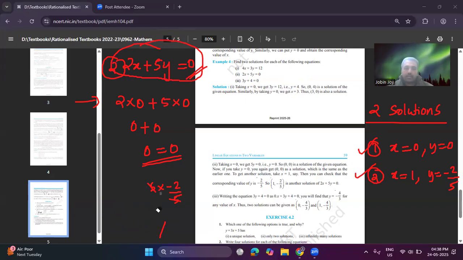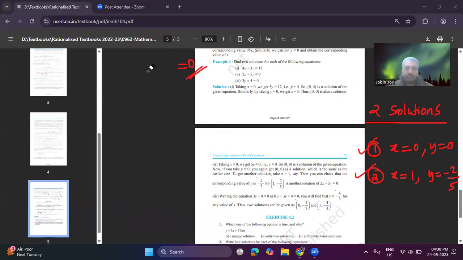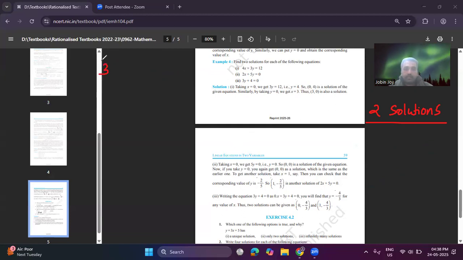Then coming to the third equation, 3y plus 4 equal to 0. So first solution, I am taking x equal to 0, y is equal to minus 4 by 3.